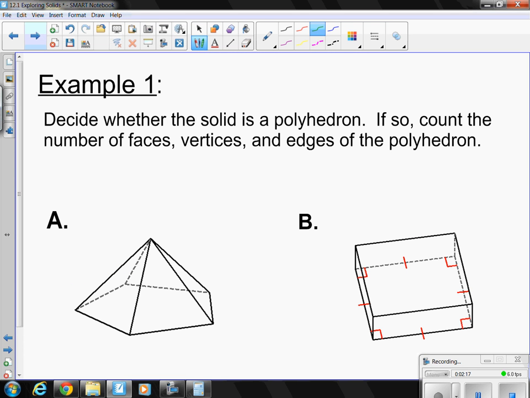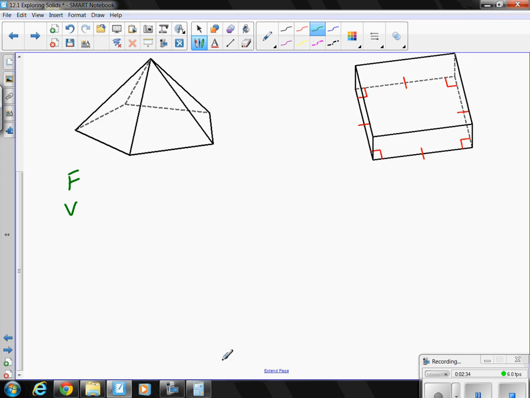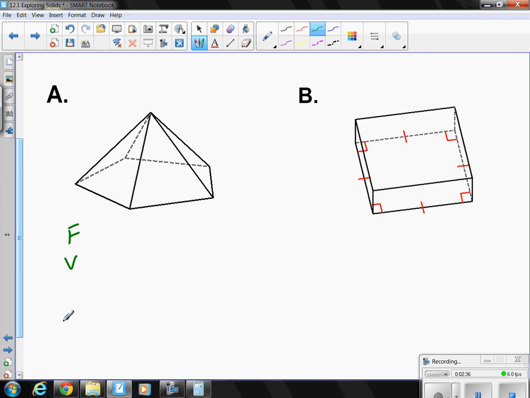All right, decide whether a solid is a polyhedron. If so, count the number of faces, vertices, and edges. This first one is a polyhedron. It's made up of a pentagon and triangles. So the faces, vertices, and I'm going to extend down here a little bit ways, and edges.